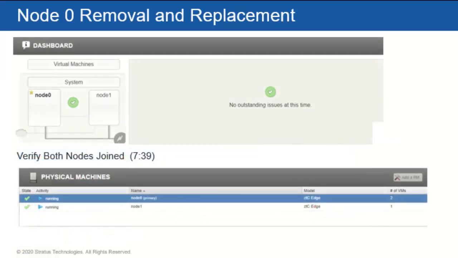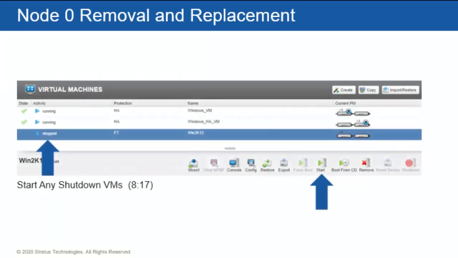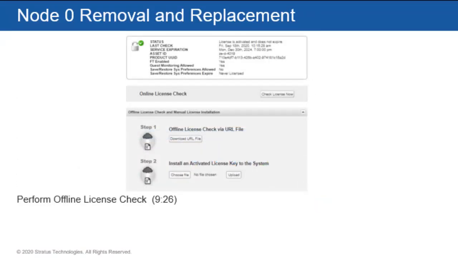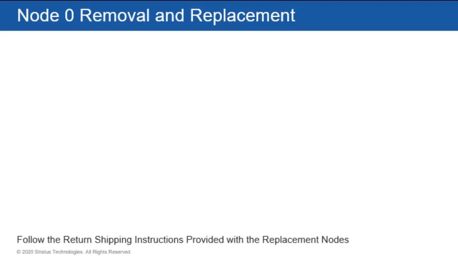Verify both nodes have joined. Verify VM storage, which of the disks begin to synchronize. Start any shutdown VMs. While monitoring for disk synchronization to complete, perform an offline license check on node 0. VM load balancing was altered earlier in the procedure. Reapply your local load balancing preferences. And finally, follow the return shipping instructions provided with the replacement nodes.